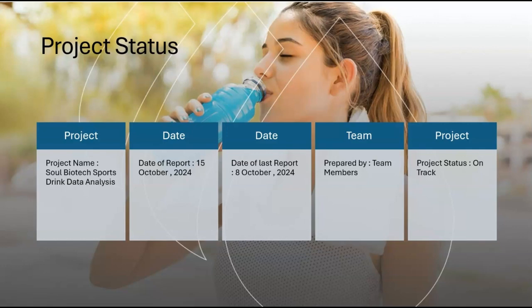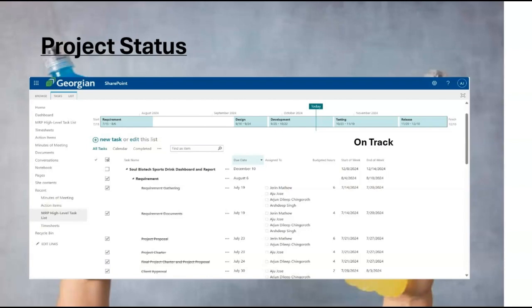Project status. Project name, Soul Biotech Sports Drink Data Analysis. Date of report 15th October 2024. Date of last report 8 October 2024. Prepared by team members. Project status, it's on track. This is a screenshot of our SharePoint of MRP high level task. Here we are in our development phase and our project is on track.